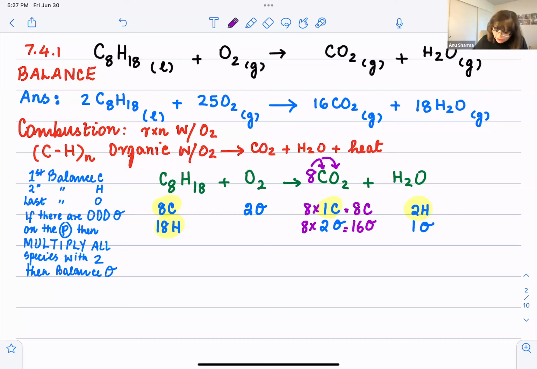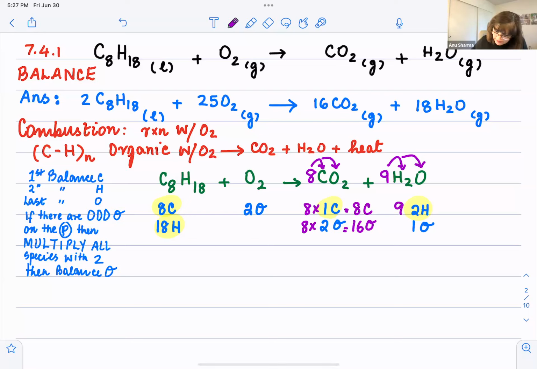Now let's look at hydrogen. There are 18 hydrogens on one side and there are 2. So how can you make them 18? 9 twos are 18. So if you put 9 here, this 9 applies to hydrogen. This 9 applies to oxygen.